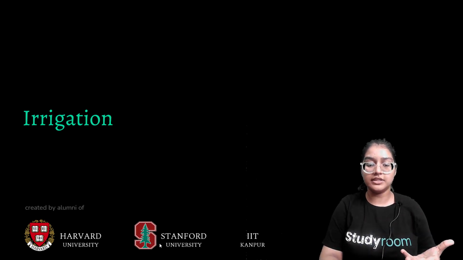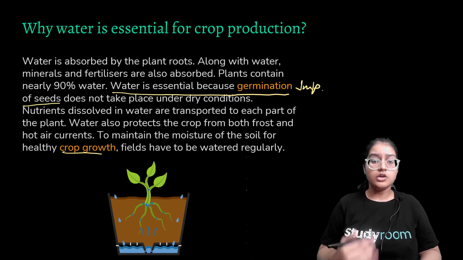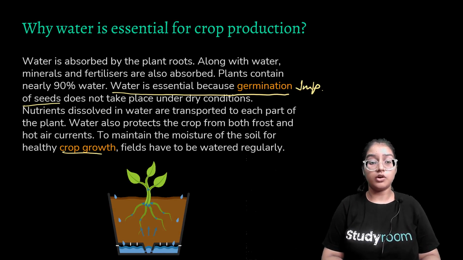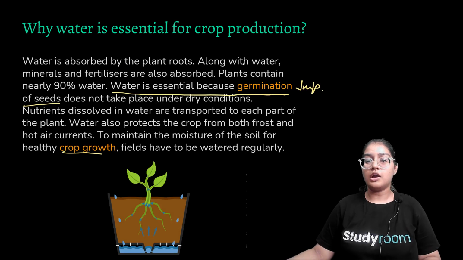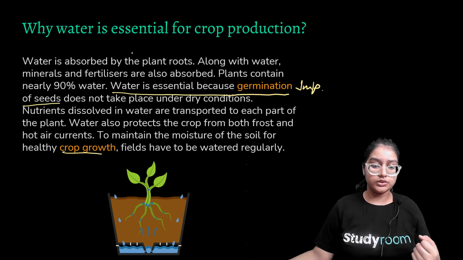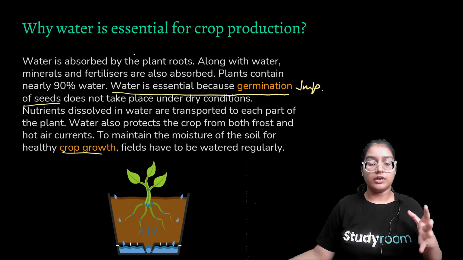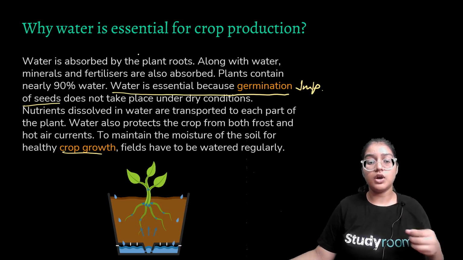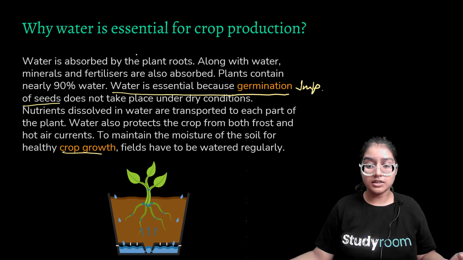So what exactly is irrigation? So why does irrigation link to water? So why is water essential for crop production? Water is absorbed by the plant's roots. Along with water, minerals and fertilizers are also absorbed. So we discussed in the preparation of soil video that soil consists of water. It consists of soil nutrients. It consists of various other macronutrients, micronutrients, and water as well. So water was also making a major part of it. So along with water, minerals and fertilizers are also absorbed.